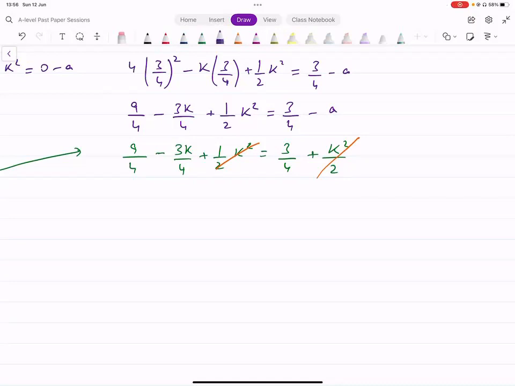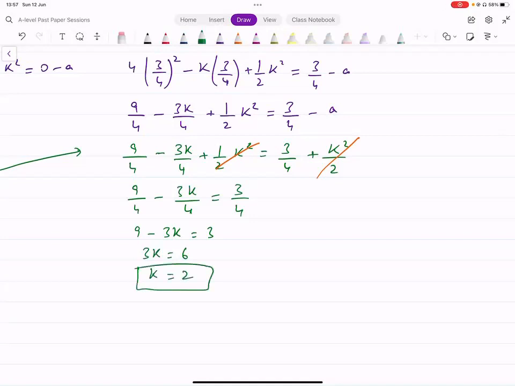They get cancelled, and we are left with 9 over 4 minus 3k over 4 equals 3 over 4 only. Now we've got 4 in the denominator. We can just multiply the whole equation by 4, and that gives us 9 minus 3k equals 3, and 3k equals 6, and k turns out to be equal to 2 here. So we've got the value of k.